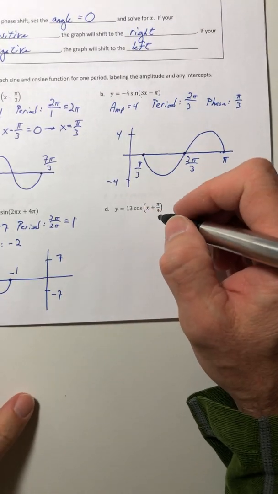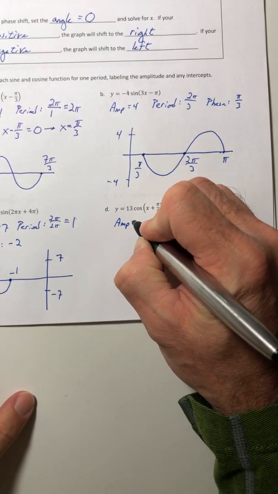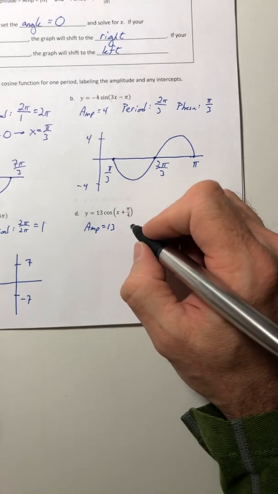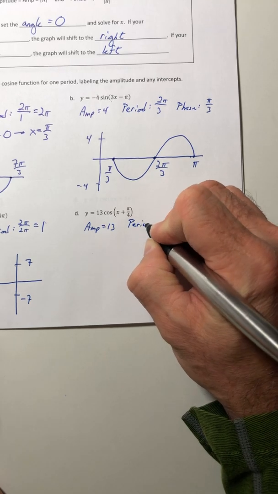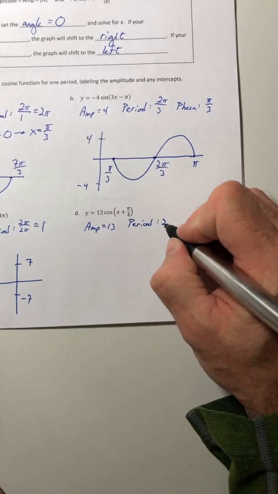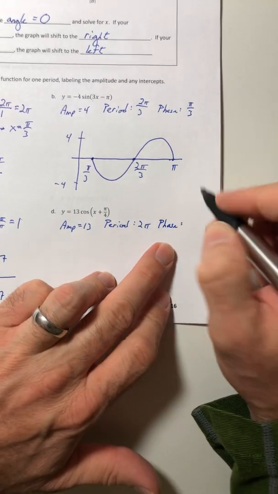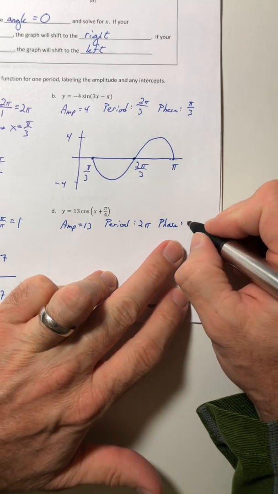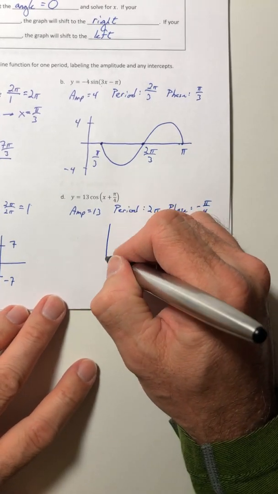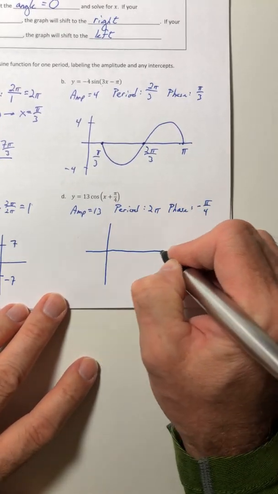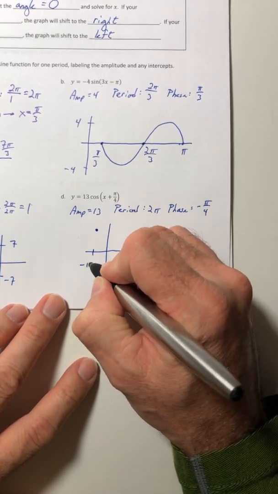All right, part D. Switch over to cosine. So our amplitude is 13, so big amplitude. The period, 2 pi over 1, so just 2 pi. And then the phase, set the angle equal to 0, so the phase is -pi over 4. So we are shifting it over to the left. And we're shifting a cosine curve over to the left, so its maximum value is over here at the -pi over 4.